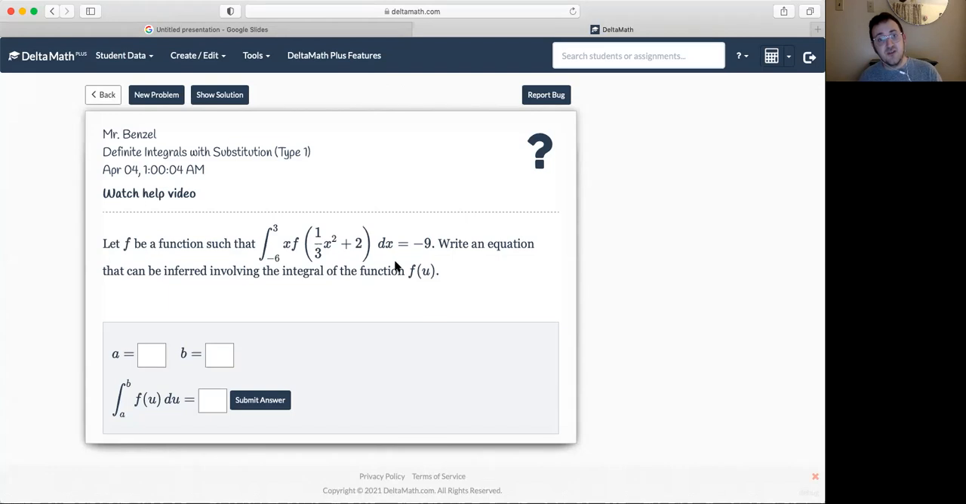So what we have here is a function, in terms of x in function notation, and our goal is to get it in terms of u. It says, let the function equal 9. So write an equation that can be inferred involving the integral of the function f of u. That's what it's asking here at this point.